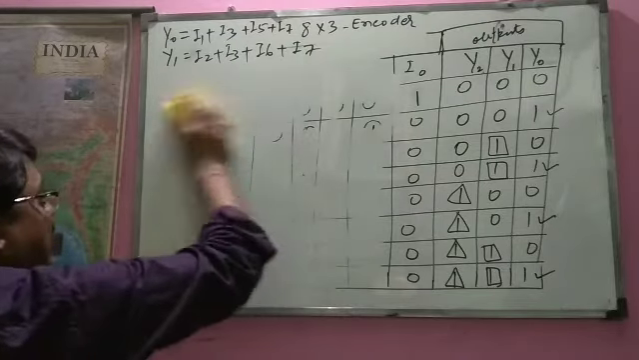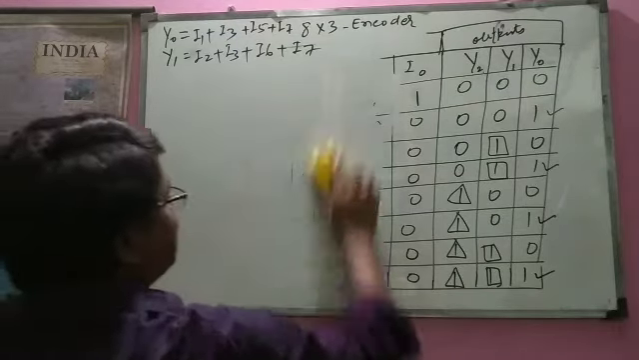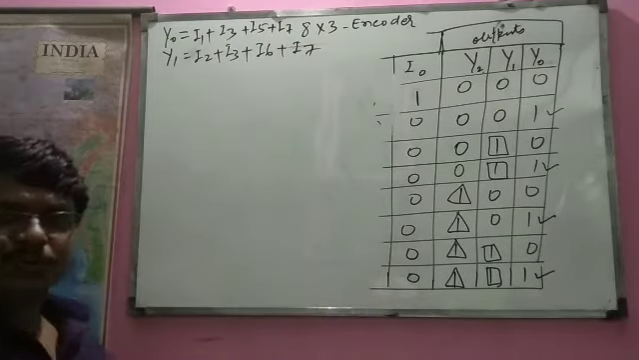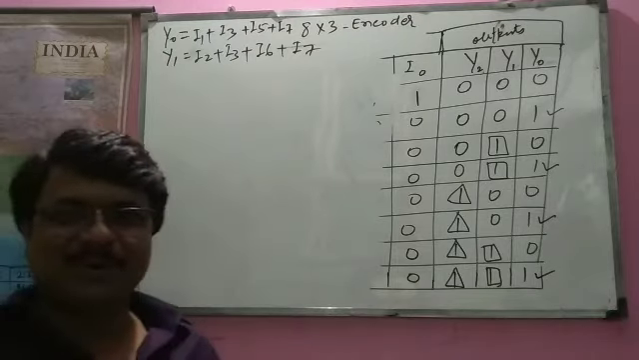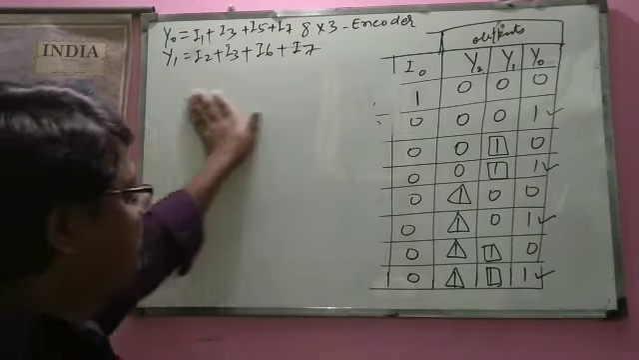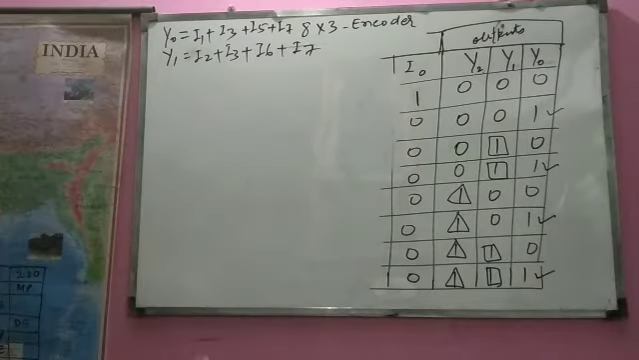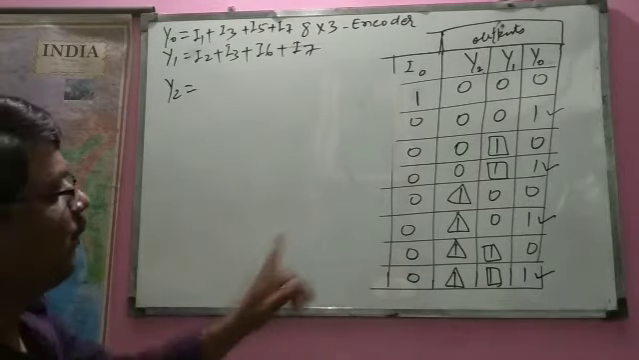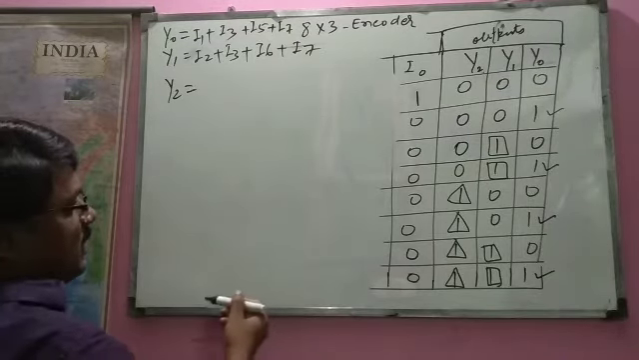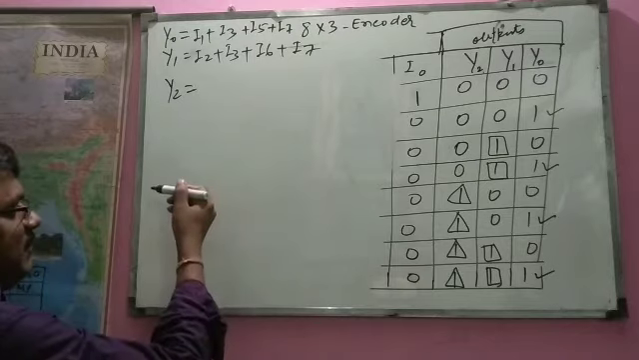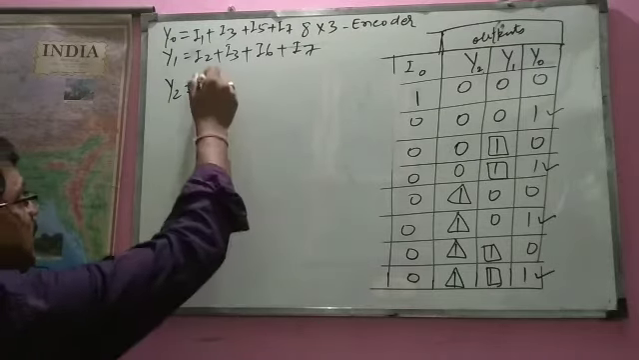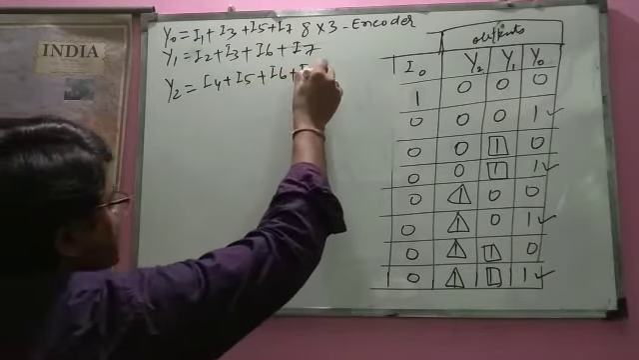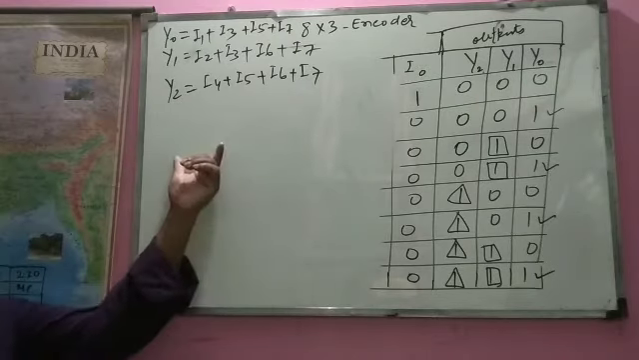If you need this diagram, then go some backward steps, you will get it. You are watching the video, so no problem. So this is Y2. So Y2 means I4, I5, I6, I7. Okay, so this is the expression.